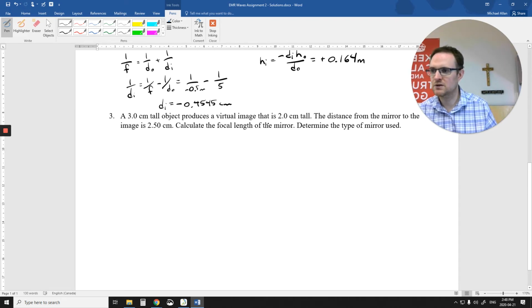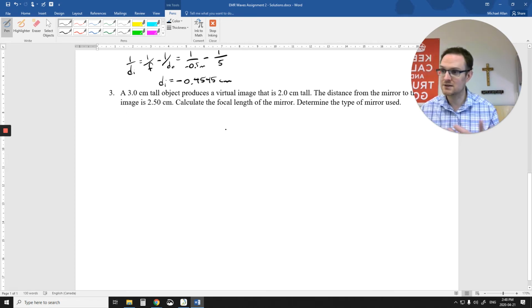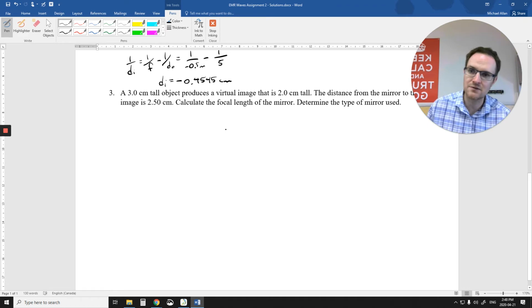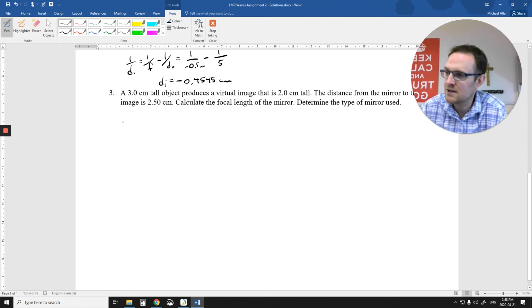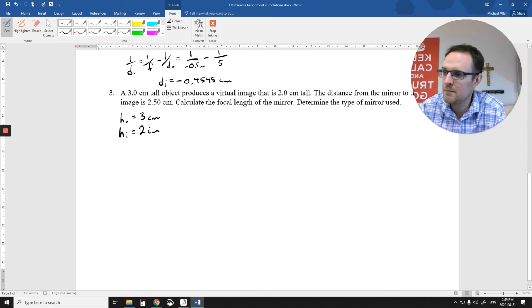So we want to determine what is the focal length of this mirror and what is the type of mirror. So hopefully if I find the focal length, that'll just tell me what the type of mirror is, because positive means concave and negative means convex. So let's get at this here. So we know the HO is 3 centimeters tall and produces a HI that is 2 centimeters tall.